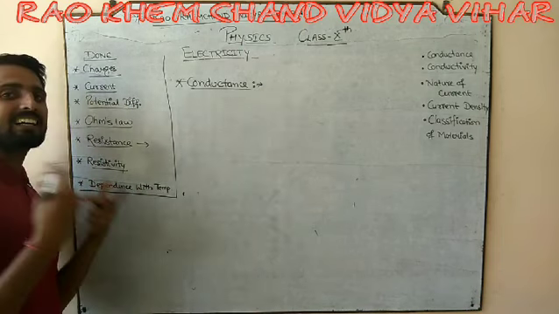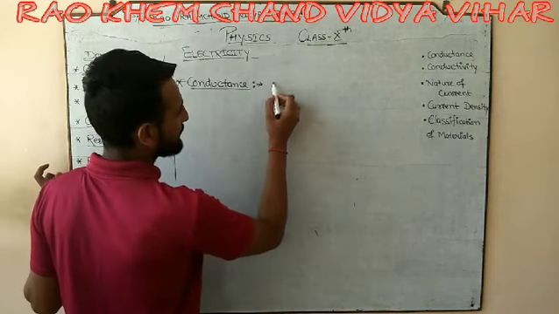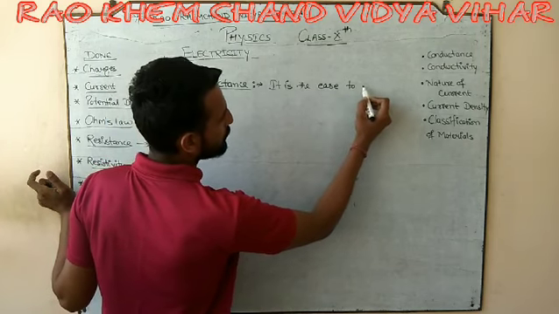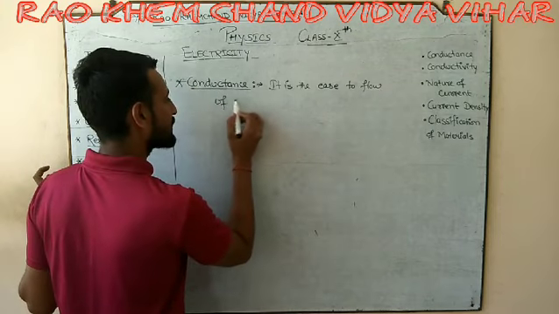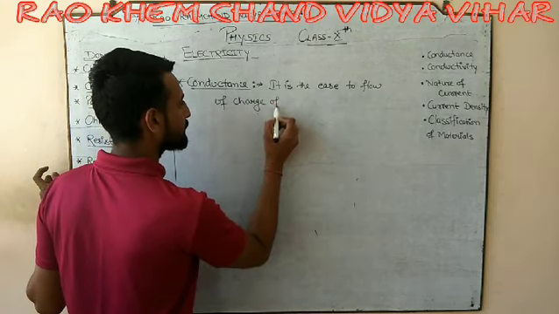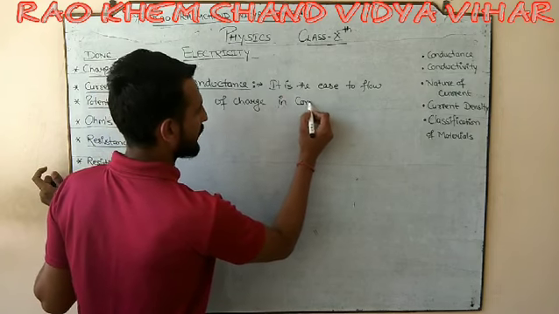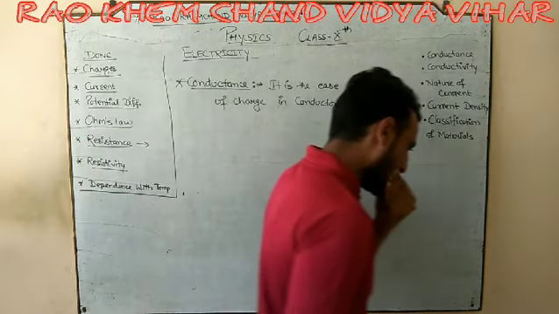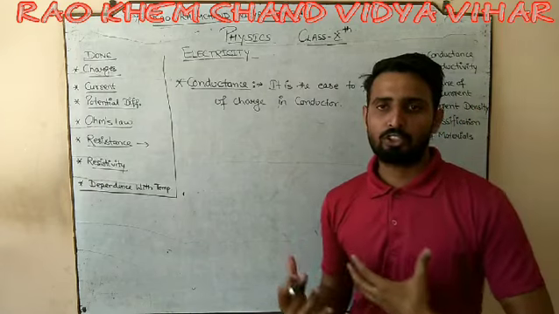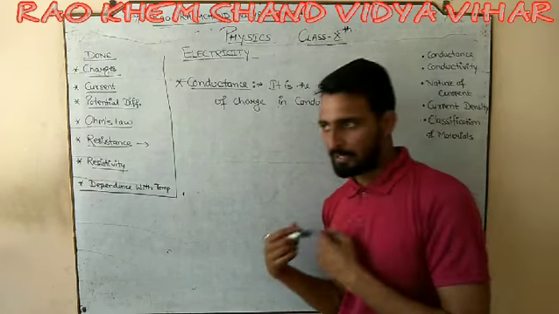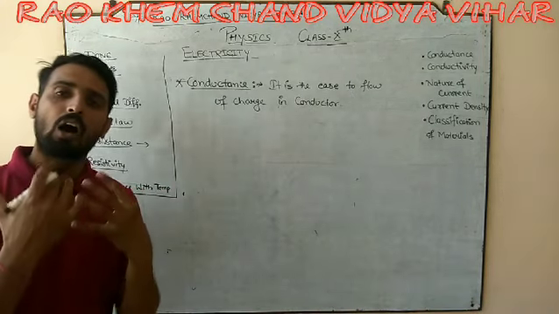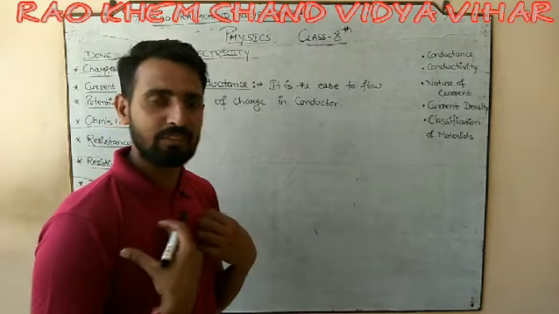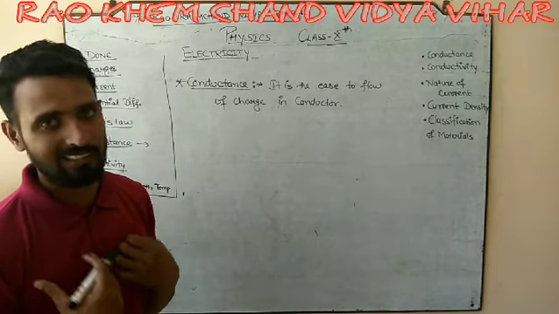So what is conductance? The word conductance means the ease of flow of charge in a conductor. In a conductor there was one thing: with how much opposition your charges are flowing. When charges flow through any conductor, how much opposition they feel, that opposition is called resistance. The opposition offered to the flow of charge is called resistance.